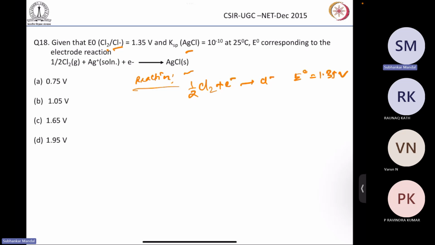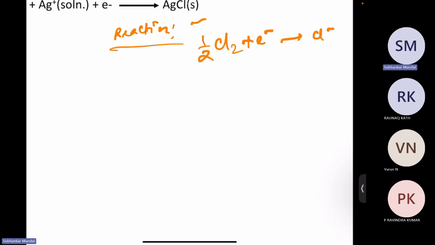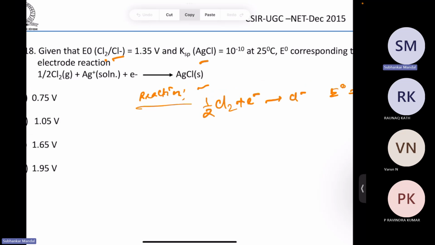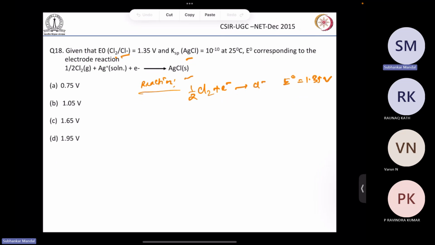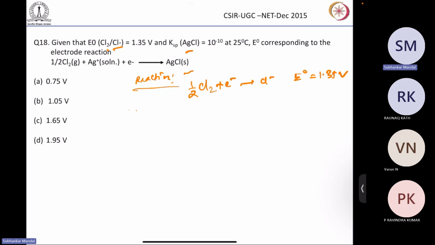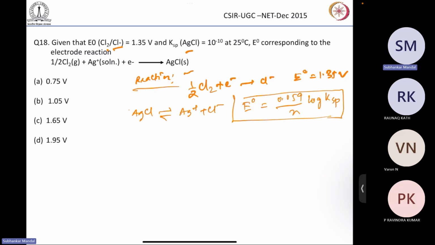So Ksp value what we know for AgCl: AgCl going to Ag plus and Cl minus. So we know that E cell, E naught is equal to 0.059 divided by n log of Ksp. This equation we know. Now for this case n is equal to what? 1, and Ksp value it is given. So E naught we can calculate.